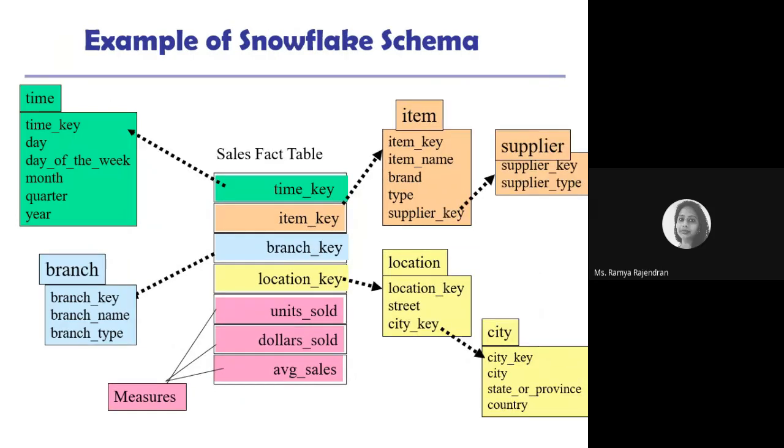Whereas in the Snowflake schema, we'll have a similar sales fact table, but here the supplier information is spread out. You just have a supplier key, which has supplier key and supplier type here. City key has other information. So we just have street and city key here. City key will have more information about city, state or province, and country. So it's more spread out. The dimension tables are more spread out when compared to the previous one, right? The fact table remains the same.